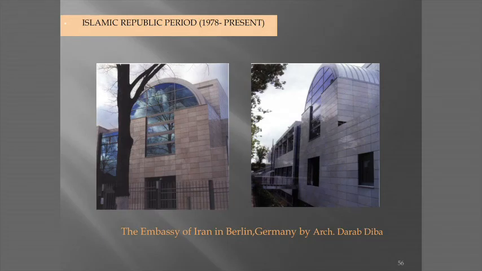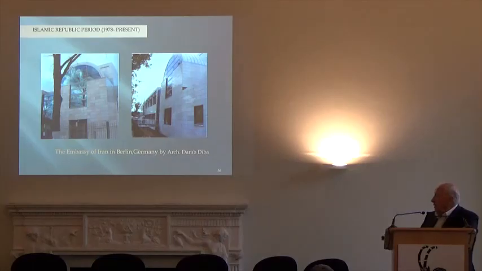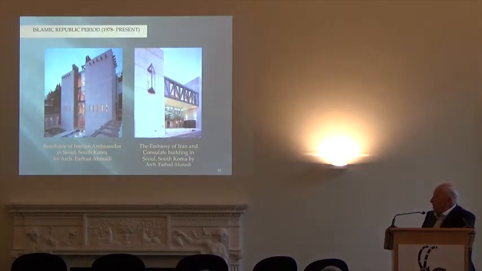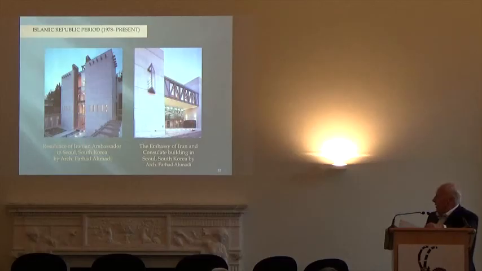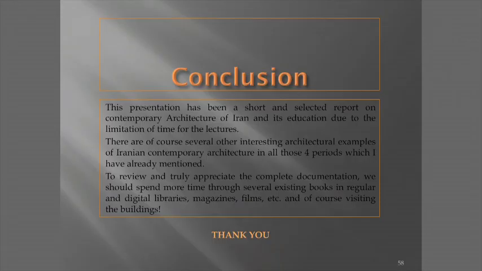The embassy of Iran in Berlin is by Darab Diba, another Iranian architect. And these are the two works of a very good Iranian architect, Farhad Ahmadi. He was also one of my brilliant students. This work is in Korea, and this is actually one of, I think, his best examples of work.